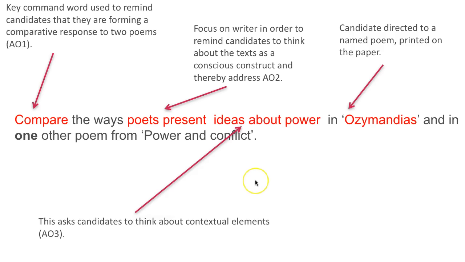And the other thing that's easy to forget is that power and conflict isn't just a catchy name for the group of poems. It's actually what the examiners want you to write about. So when they say ideas here, they mean, what are the poet's ideas about conflict? Or what are the poet's ideas about power? So this asks candidates to think about the contextual elements. So you have to know a little bit about what's going on in the world of the poet at that time, in order to show what the poet thinks and wants the reader, the contemporary reader, the reader at the time, to think. Now, again, that's not a massive paragraph.